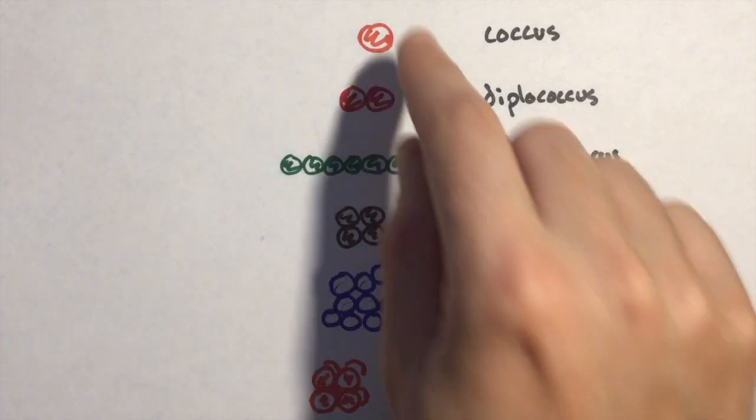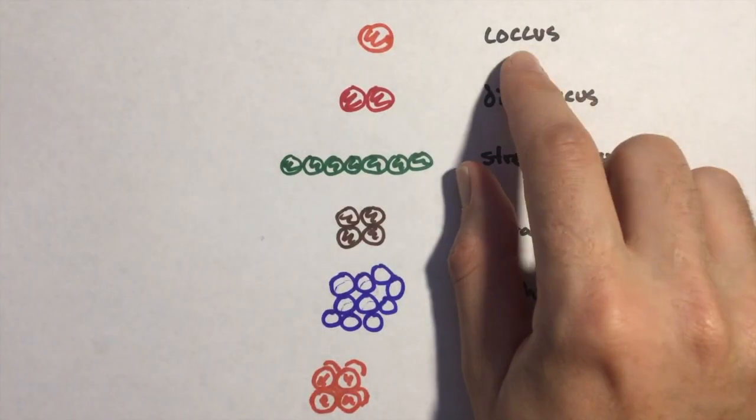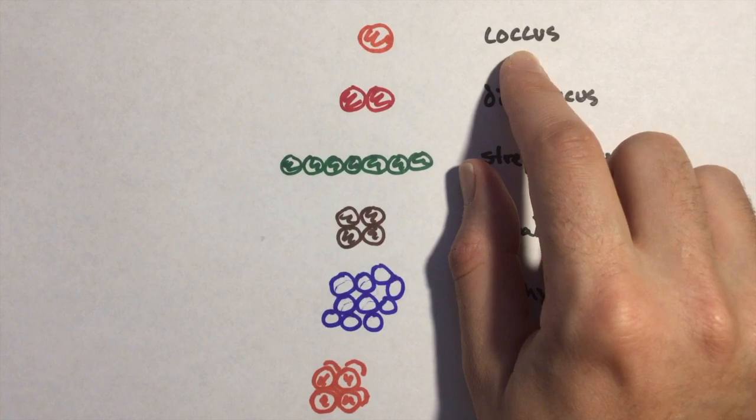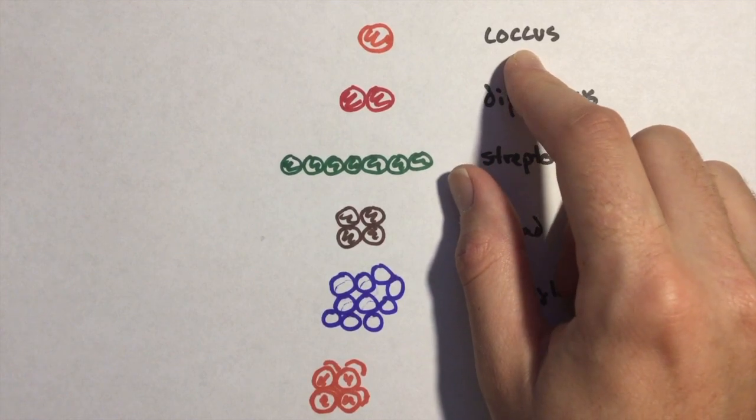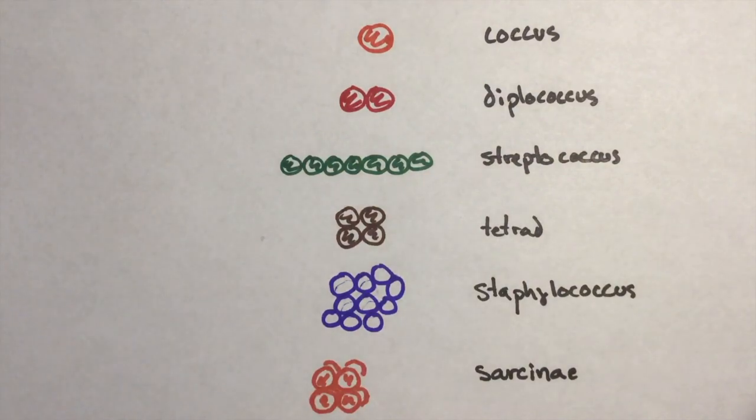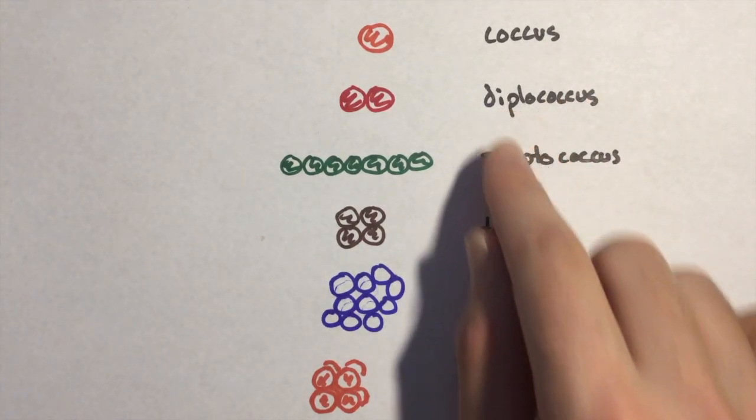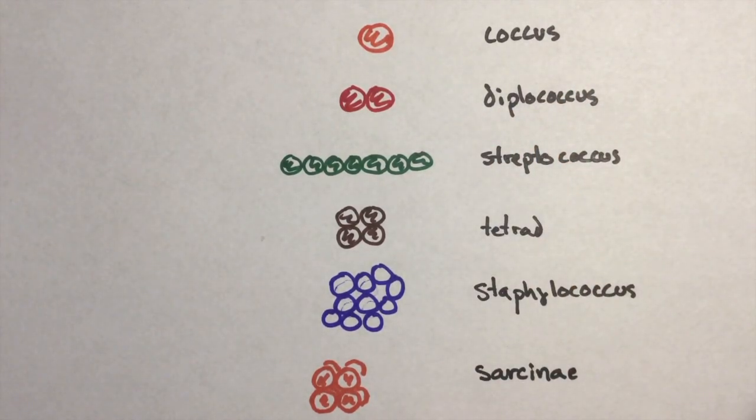In this video I'm going to talk about the arrangements of cocci or coccus bacteria. We've got several arrangements here, and different species of bacteria might have different arrangements, so it's useful to know them. It's also useful to know their names, because you might see parts of these names in the names of a certain species, for example.